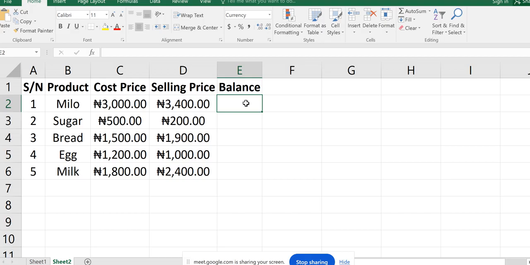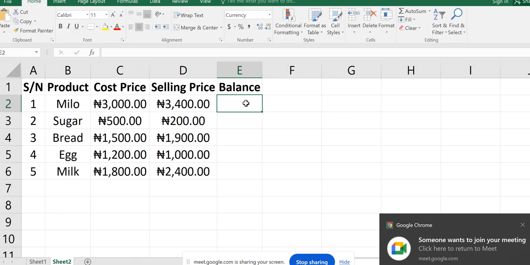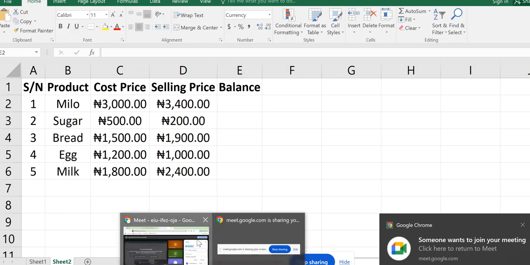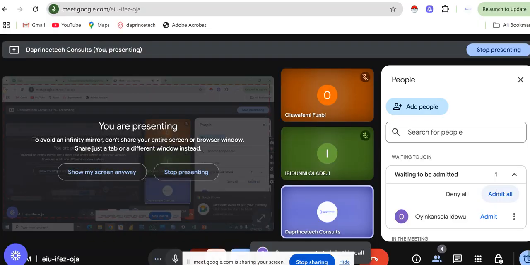So now, I have Milo, and this is supermarket work, and I actually want to get them, and they want to know the balance, whether they are on profit or loss. So what do we do?